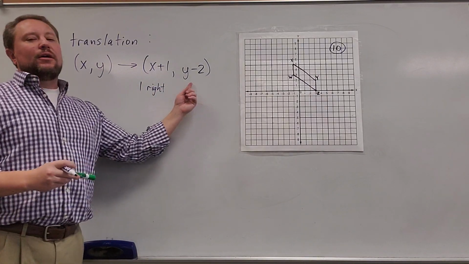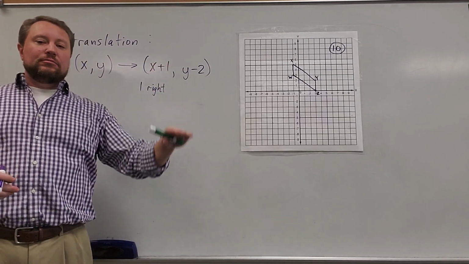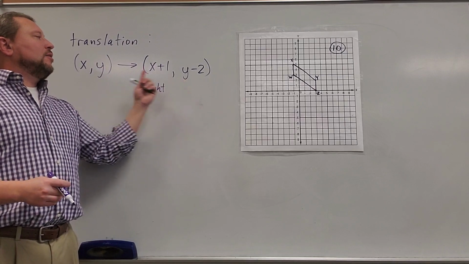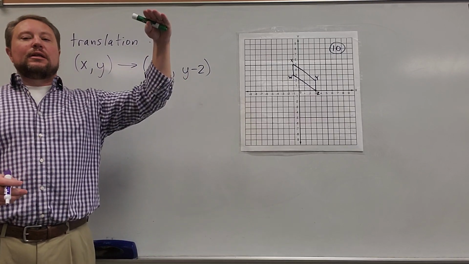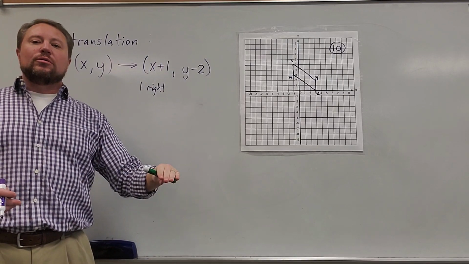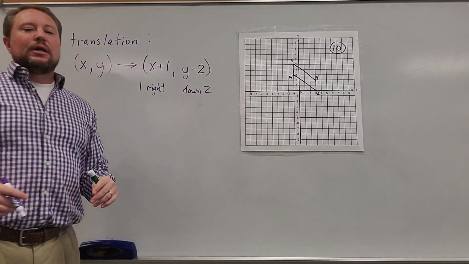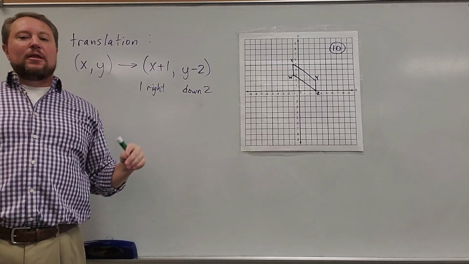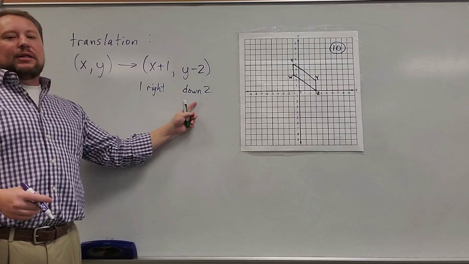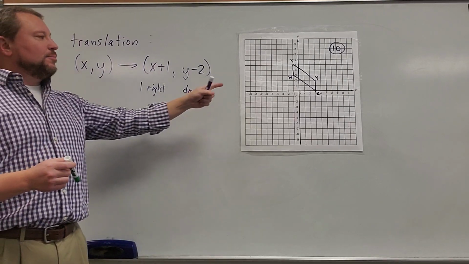And then this one over here, the y -2, y values, remember, run up and down. So if it's saying take all your original y values and subtract 2, then that means we're dropping down 2. So we're going to be going down 2 with those. Had it said a +2, of course, that means you would go up 2. So we're just going 1 to the right and down 2. So all we have to do now is perform that on each point.